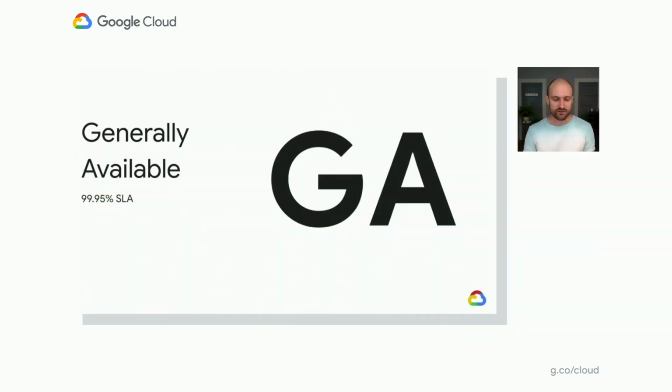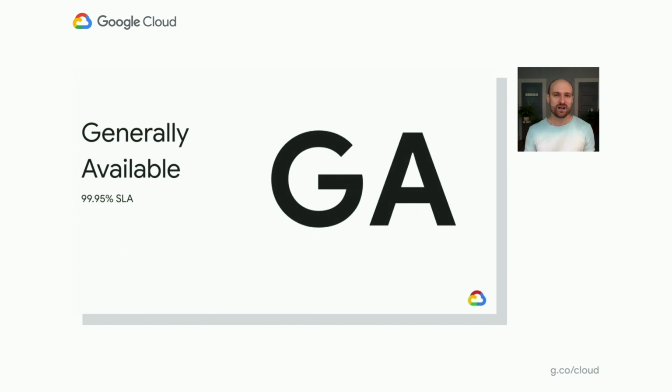Let's see how Cloud Run is now even more enterprise ready. First, when we launched a year ago, we launched to beta. And today we are generally available. Of course, that comes with all of the goodness of a generally available product of GCP in terms of support and in terms of service level agreement. Cloud Run has a 99.95% availability SLA.